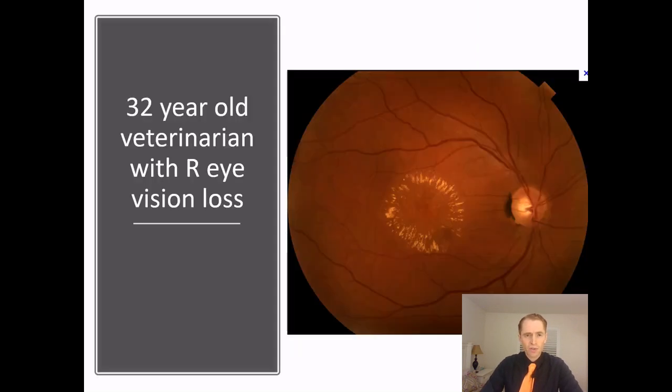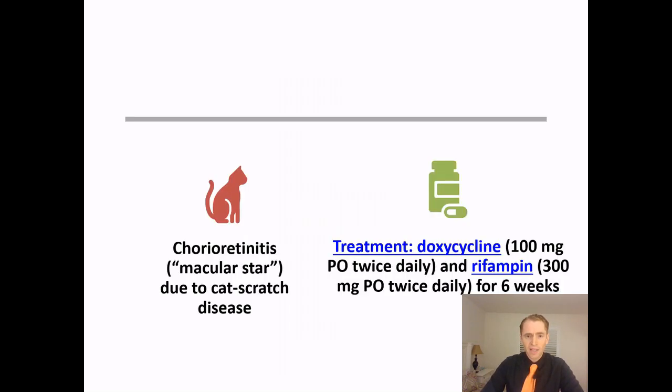This is a 32-year-old veterinarian with right eye vision loss. Superficially, you might think that this is due to optic neuritis, but if you look at the center of the retinal photo, you can see some cholesterol deposits around the macula. This is known as a macular star. And this is characteristic of chorioretinitis. In this particular case, this is due to cat scratch disease. And the treatment is antibiotics with doxycycline and rifampin.